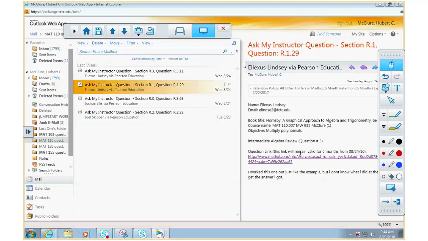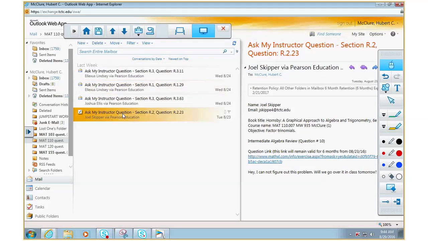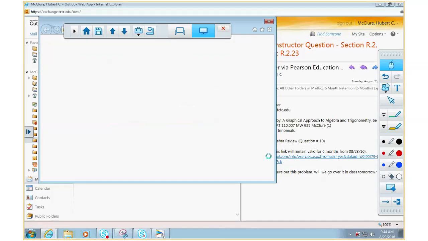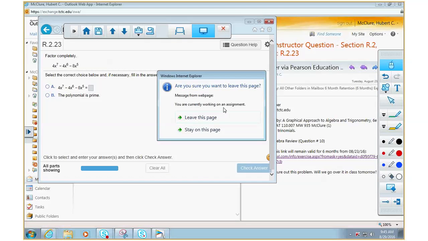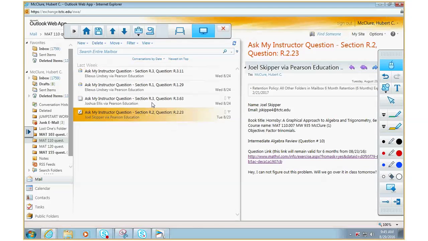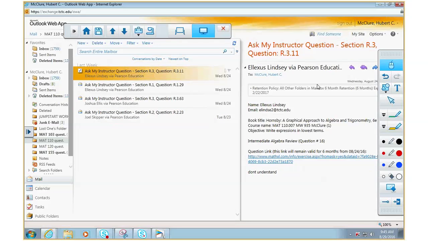That was R1. This is R2 and R3. So R2 comes first. Or we might have done this one. I can't remember if I did it or not. Let's see. We did that one last week, didn't we? What was that? Oh, yeah, we did that one. I thought somebody was cracking their neck or something. Anyway, we did that one. R3, 11 and 63. R3.